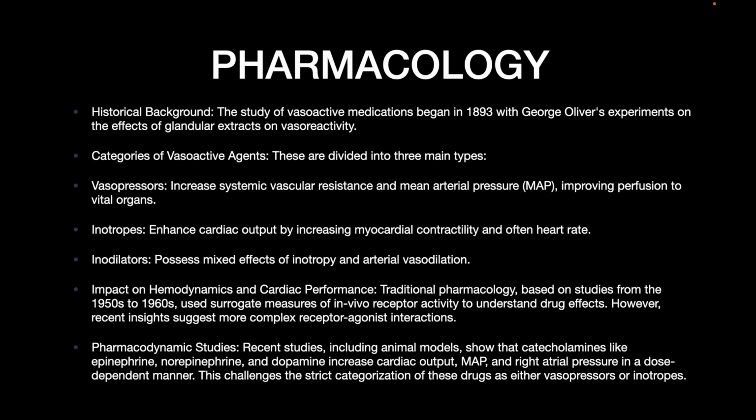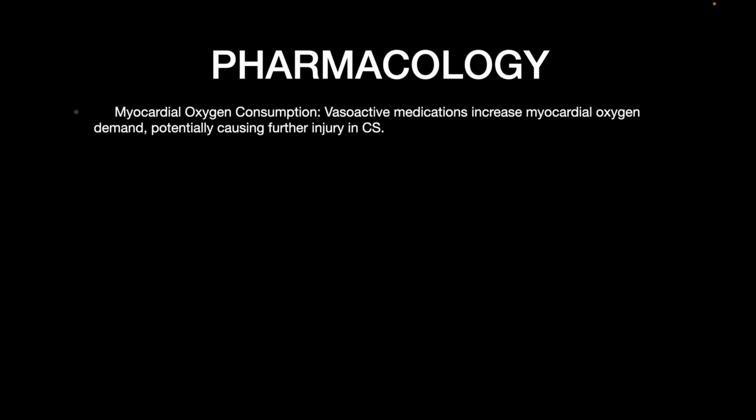Now, recent studies including animal models show that catecholamines like epinephrine, norepinephrine, and dopamine increase the cardiac output, MAP, and the right atrial pressure in a dose-dependent manner. This challenges the strict categorization of these drugs as either vasopressors or inotropes. Now, myocardial oxygen consumption is usually increased by vasoactive medications, potentially causing further injury in the case of cardiogenic shock, where, as we have already discussed, the most common cause is myocardial ischemia.